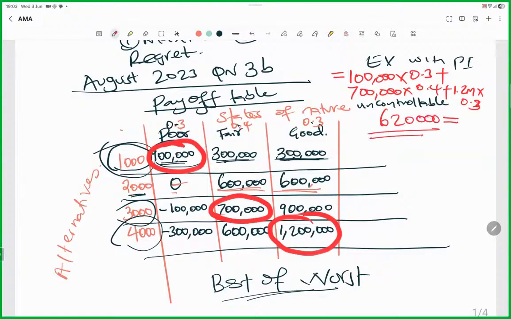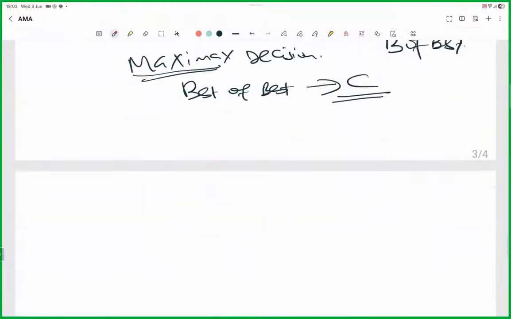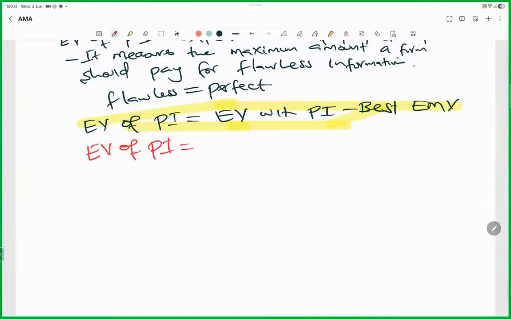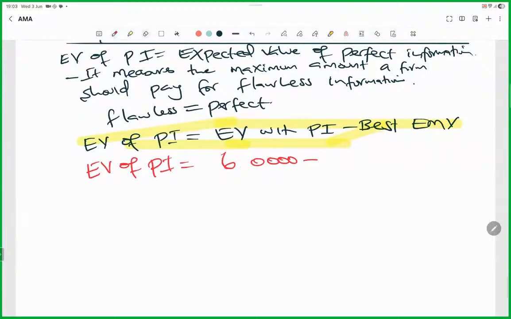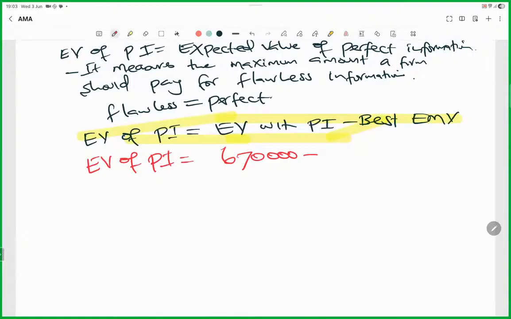Then come here, my very good students, and they give me this thing we are calling EVPI. So our EVPI will be EV with PI, which is 670,000, sorry for that, minus the best EMV that you had obtained up there, which is 520,000.